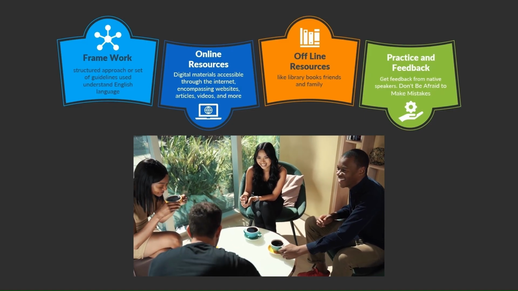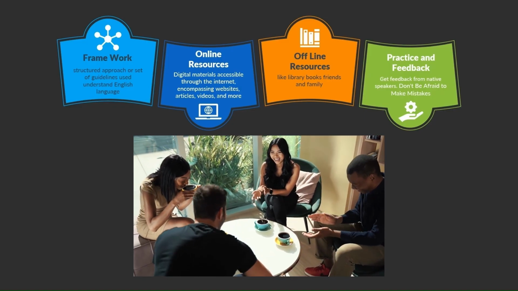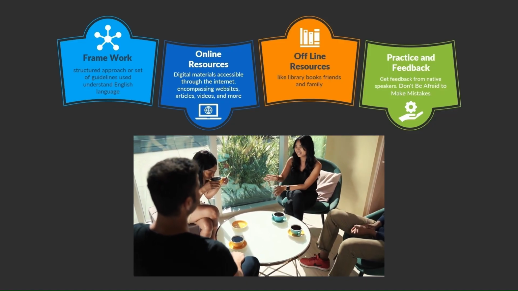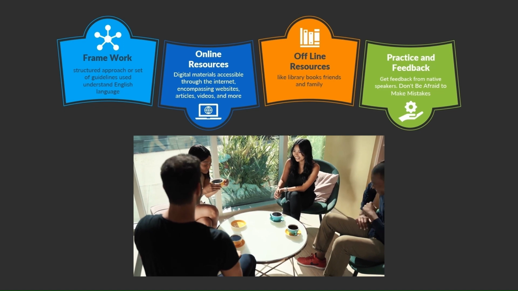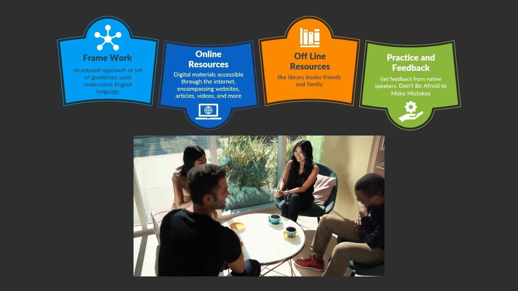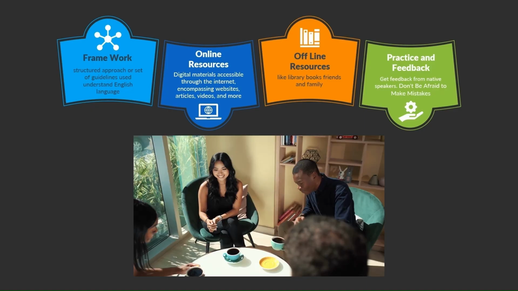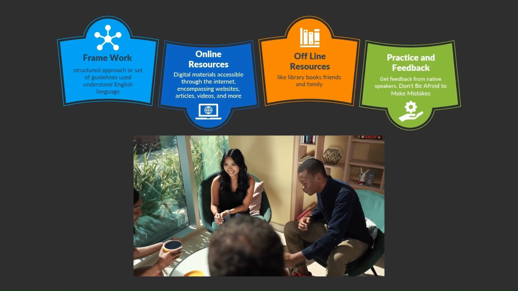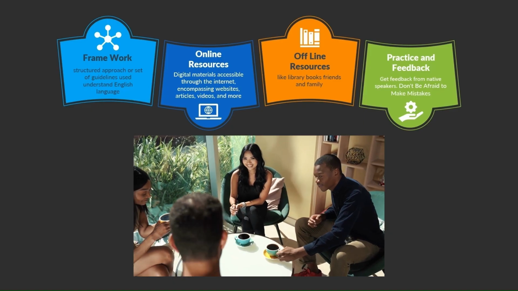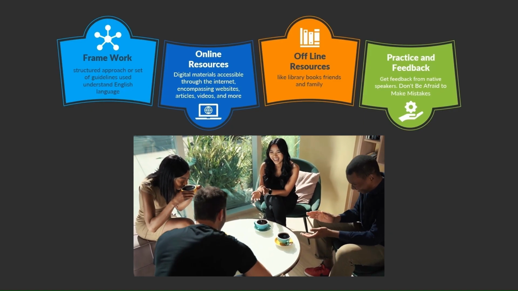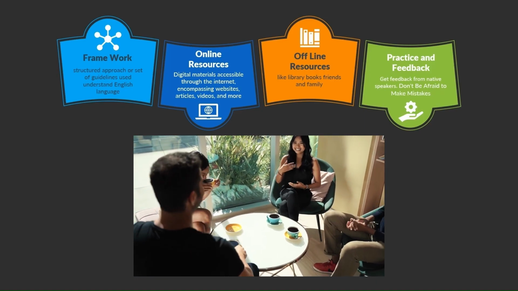So the last part is practice and feedback. As explained previously, this is the submerged part of the iceberg, the most crucial point. So we will see how can we make use of all the resources that has been explained previously to practice and get feedback without being shy, not being afraid to make mistakes. How can we do this? We will see this in detail in the last part.